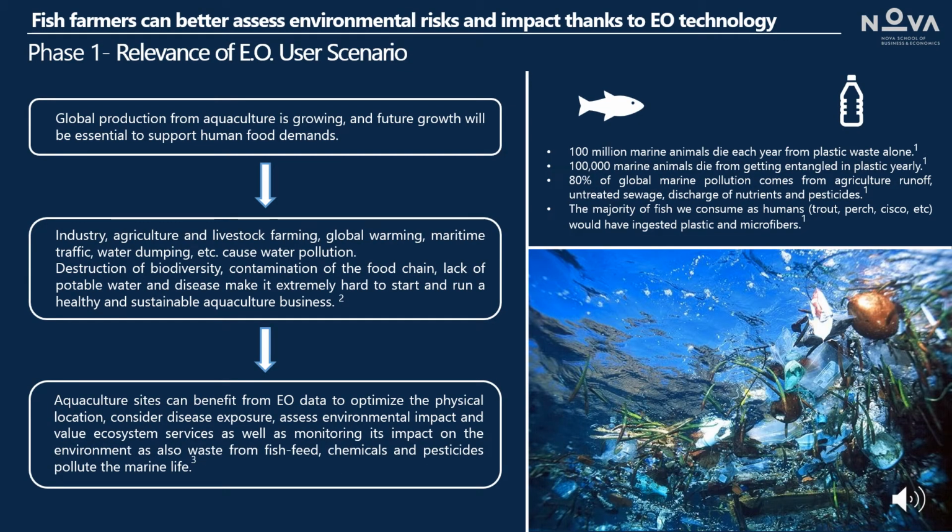Approximately 20% of the world population receive at least 20% of their animal protein from fish. As the population continues to grow, the demand for fish products will increase, pressuring the fishery industry to respond. This is why aquaculture sites can benefit from Earth observation to optimize the physical location, consider disease exposure, assess environmental impact, and value ecosystem services, as well as monitor its impacts on the environment.